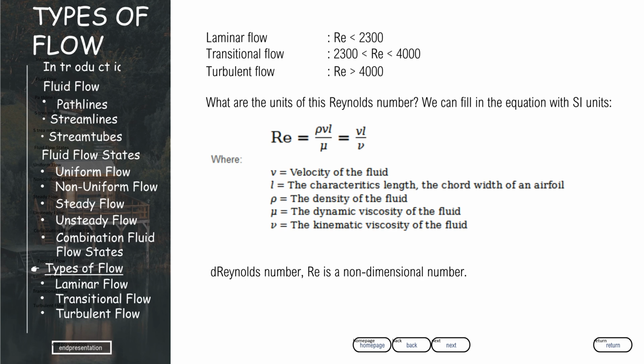For laminar flow, the Reynolds number is below 2,300. Transitional flow is between 2,300 and 4,000. Above 4,000 is turbulent flow. The following equations show how to calculate Reynolds number from the velocity, length, density, and dynamic viscosity. Reynolds number doesn't have a unit and it is a non-dimensional number.